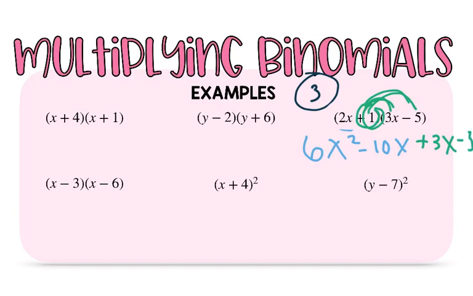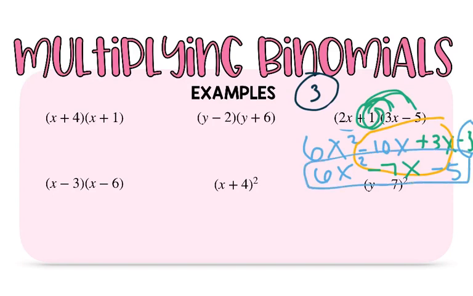Okay, and now I'm going to combine together anything I can combine together, which would just be these middle terms right here. Negative 10x and positive 3x is negative 7x. And then I'll just write the rest of the problem down. So I had 6x squared here. This term over here was a negative 5, even though it's crammed in there. And that's my final answer. So there's absolutely nothing different if you have coefficients in front, like these examples. It's just that you have to multiply those numbers as well.